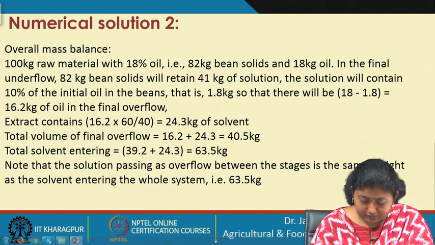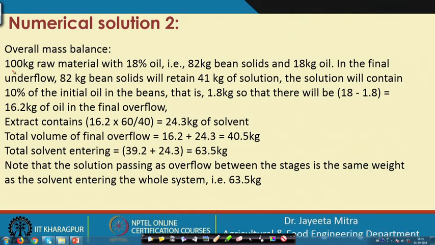So, you can see now we have mentioned that, let us say 100 kg basis, if we start with 100 kg raw material, that is raw soybean crush material we have taken, in that 18% oil was there. So, 82 kg bean solid was there, right, and 18 kg oil. Now, in the final underflow, so what will be going there? Some oil will be extracted, but almost all the solid will be going in the underflow.